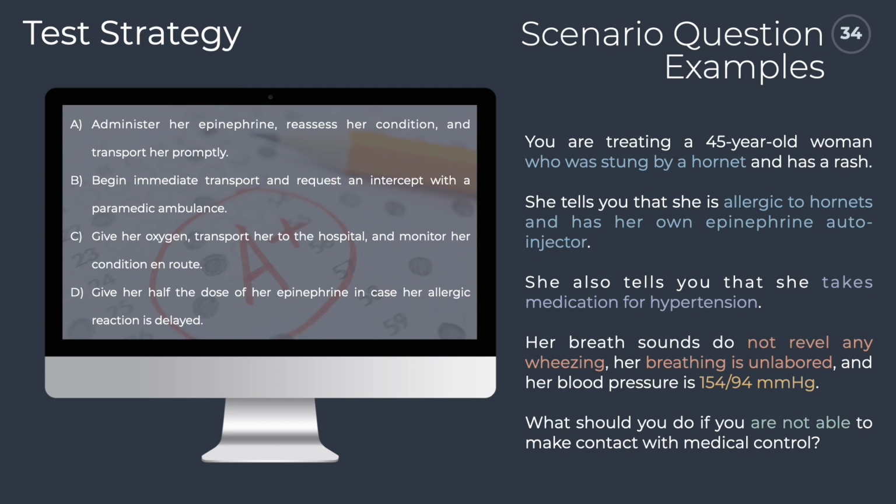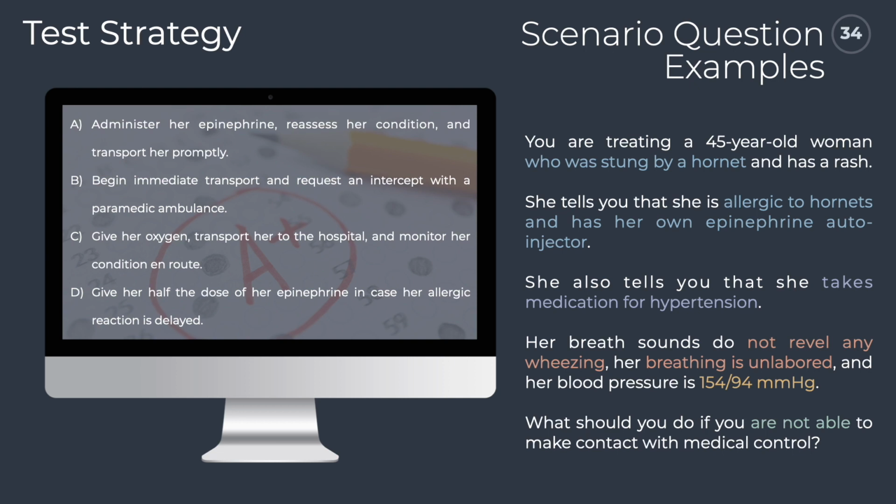Now that all the information is highlighted, the chief complaint, which is that the patient was stung by a hornet, is marked as primary information. We have also highlighted as pertinent that she is allergic to hornets and has her own epinephrine autoinjector. At this point, it is clear that she's allergic to hornets, she has been stung by a hornet, and that her allergic reaction is so severe that it warrants being prescribed an autoinjector for this allergy.